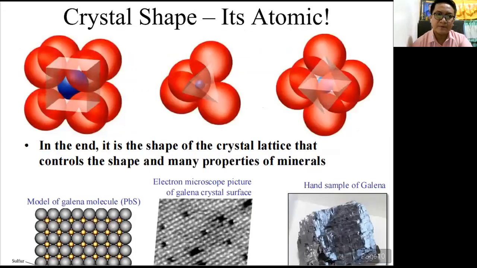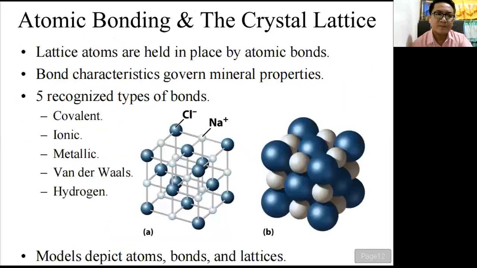Crystal shape. Ayan po, ma-identify po natin na merong shape ang bawat crystal. In the end, it is the shape of the crystal lattice that controls the shape and many properties of minerals. Depende sa surface na meron si minerals. Okay po. Next po natin, atomic bonding and the crystal lattice.